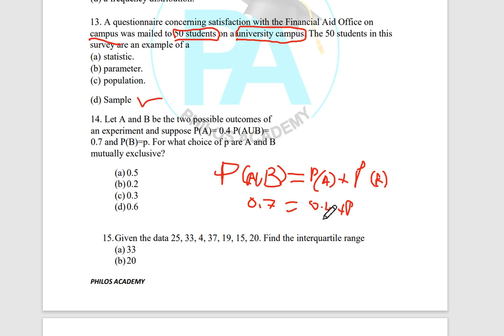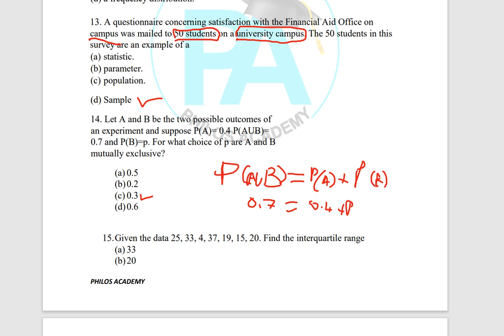So when you group like terms, when 0.4 comes here, it becomes 0.7 minus 0.4. That gives you 0.3. So P is equal to 0.3. So the correct answer for question 14 is C, 0.3. You just ask yourself, since probability of A plus probability of B will give me probability of A union B, then I know probability of A and I know probability of A union B. So what should I add to 0.4 to get 0.7? That's 0.3. So the answer is C.